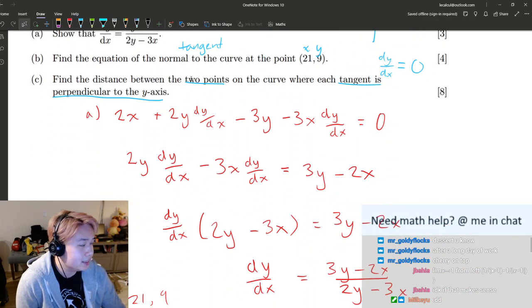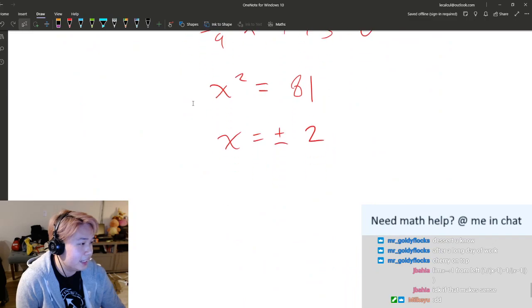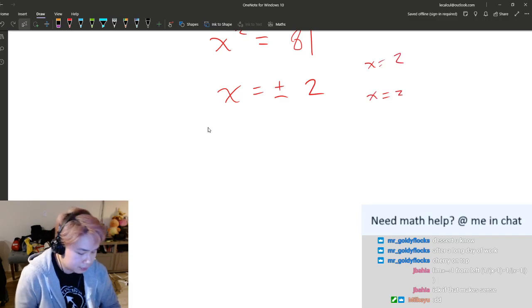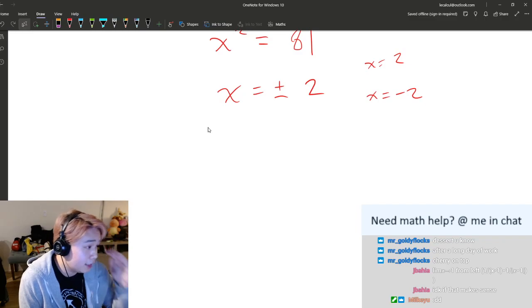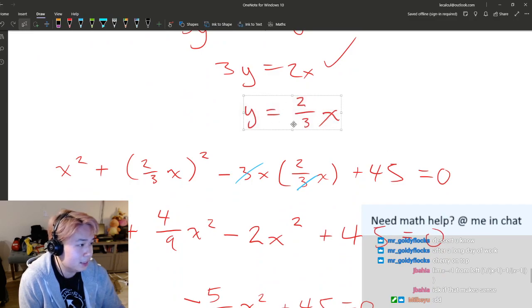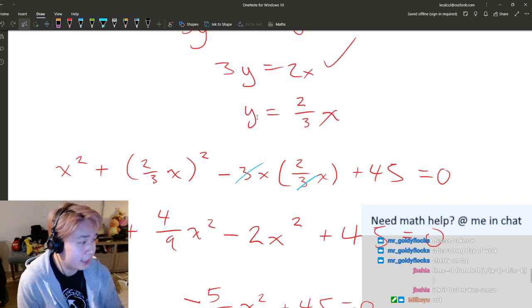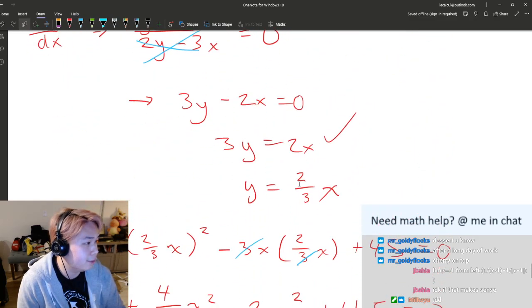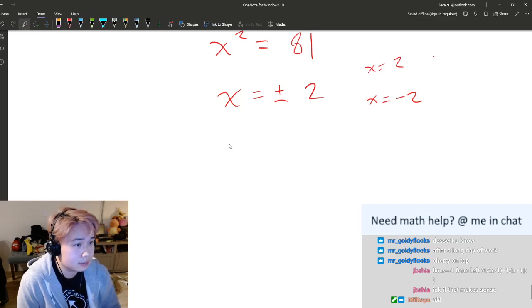And then we want the distance between 2 points, so we do need to find the actual points themselves. So we have 2 points, right? We have it when x is 2 and when x is negative 2. So let's find the y coordinates for each one of these. The easiest one to plug it into is this equation we have isolated for y. So if I plug in 2, then I get 4 over 3. And then if I plug in negative 2, then I get negative 4 over 3.